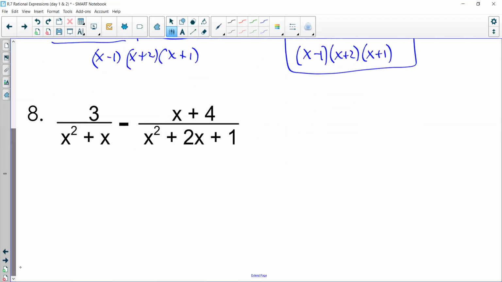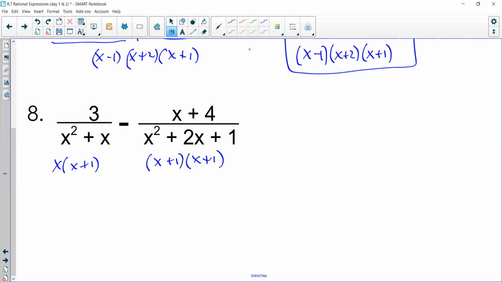All right, last problem, number 8. Number 8 says 3 over x squared plus x, minus x plus 4 over x squared plus 2x plus 1. Okay, again, I think all I can do on this one is factor out an x, giving me x plus 1. But on this one, I can get x plus 1, x plus 1.